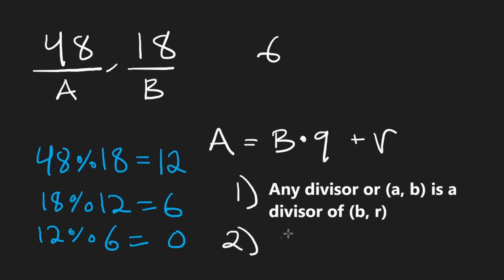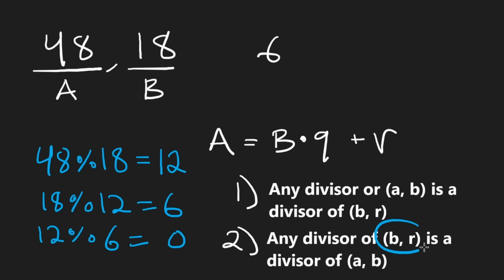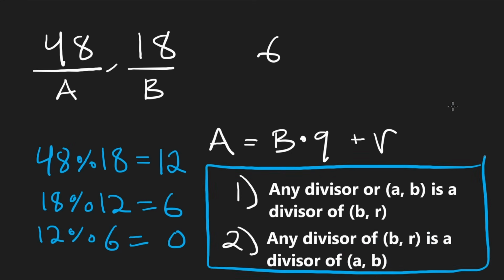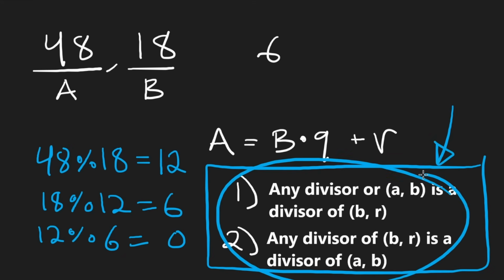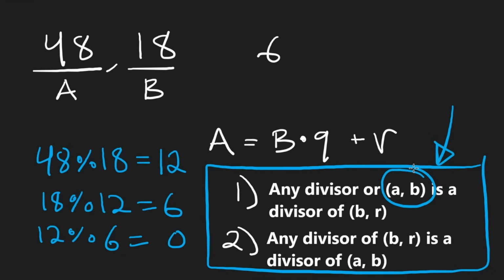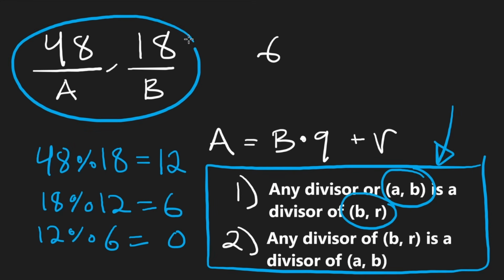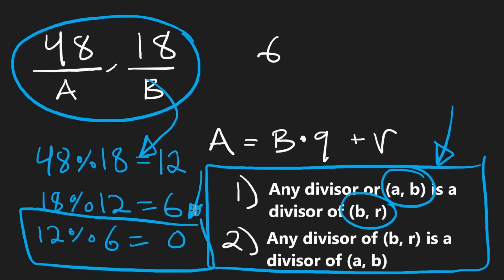And point 2 is kind of the opposite of this. Any number that's a divisor of B and R, like a common divisor, is also going to be a divisor of A and B. Now, if these two things are true, then that means that the greatest common divisor of A and B is going to be the same as the greatest common divisor of B and R. So essentially, we're taking a big problem and turning it into a subproblem. And we're doing that repetitively until we get to a smaller problem that we can actually solve and understand.